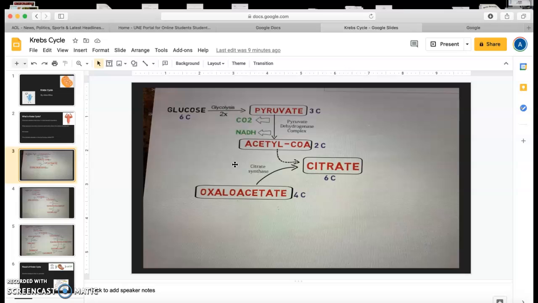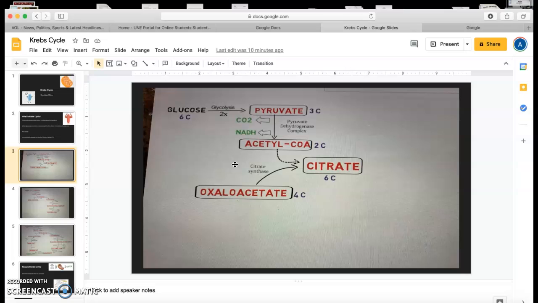The first step is pyruvate, which starts with glucose that has 6 carbons split into 2. The next step is the oxidation of pyruvate to acetyl-CoA, when 2 molecules of CO2 and NADH are generated.